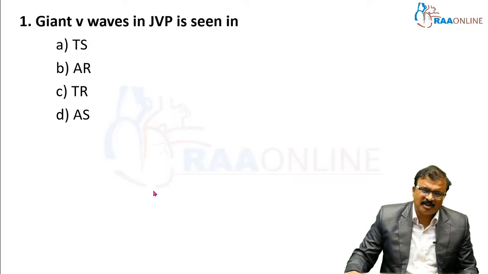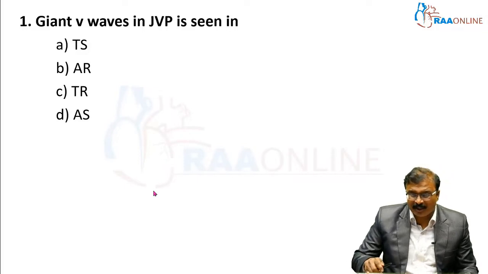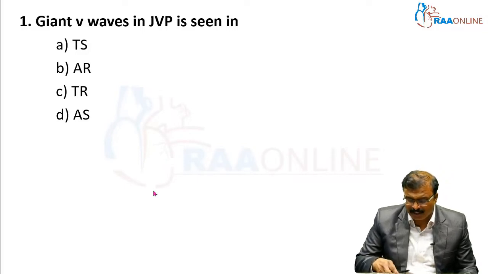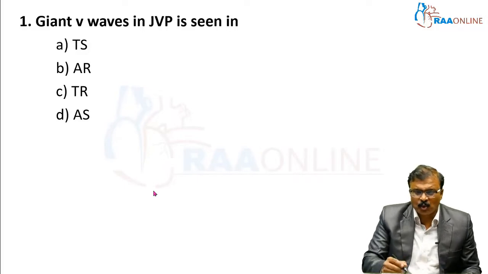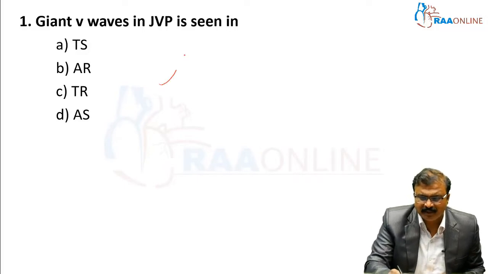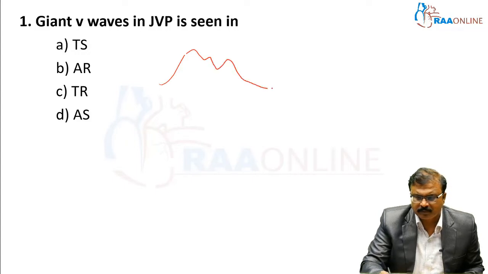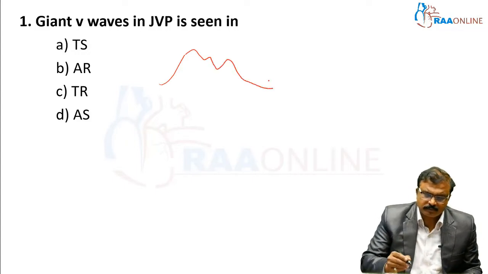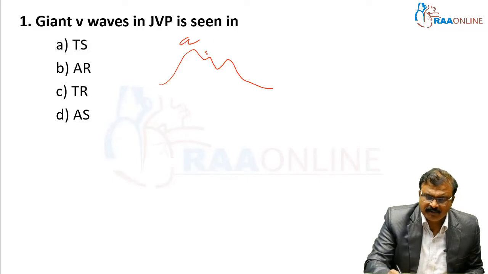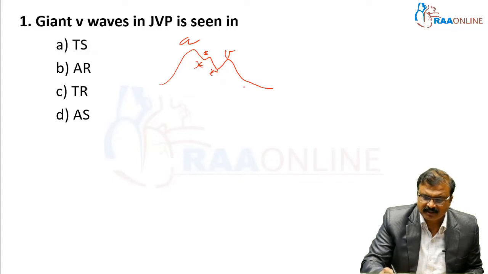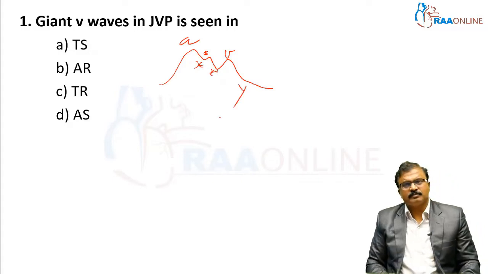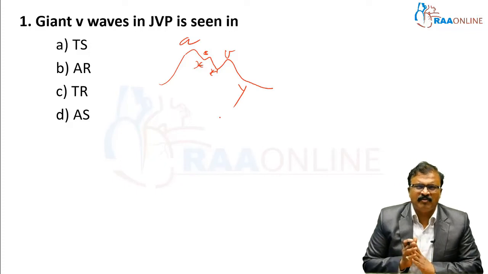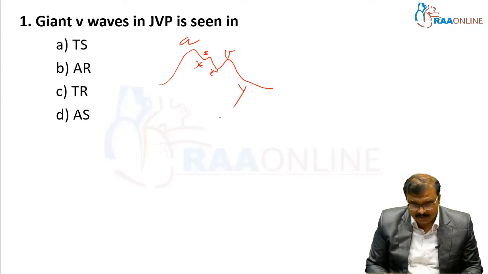To understand this concept: tricuspid stenosis, aortic regurgitation, tricuspid regurgitation, aortic stenosis. So, you should know what are the waves in JVP. A wave, C wave which is not always seen, V wave, X descent, X dash and Y descent. This is the basis of JVP.